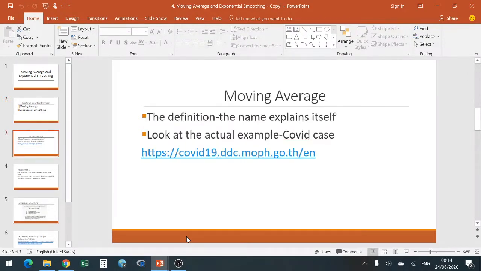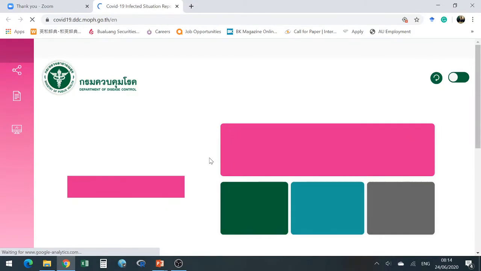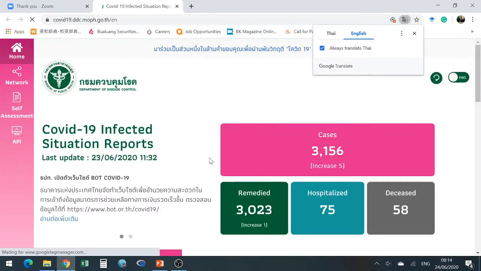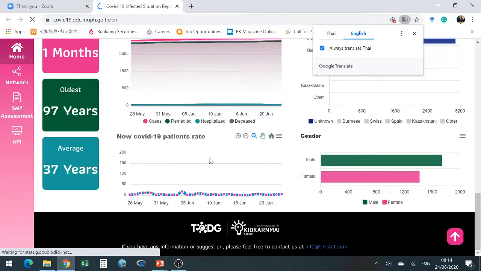So, the first one is moving average. The definition, I think the name explains itself. It's an average, but it moves. Let's look at an actual example. We are going to use this COVID case. We used this case before, and I'm going to use it again. On this website, we can get the data from here.